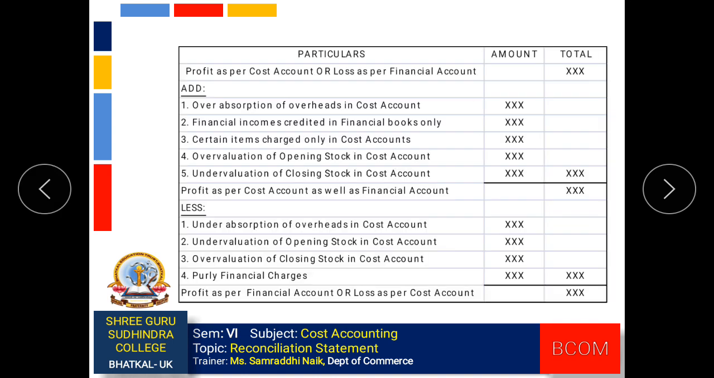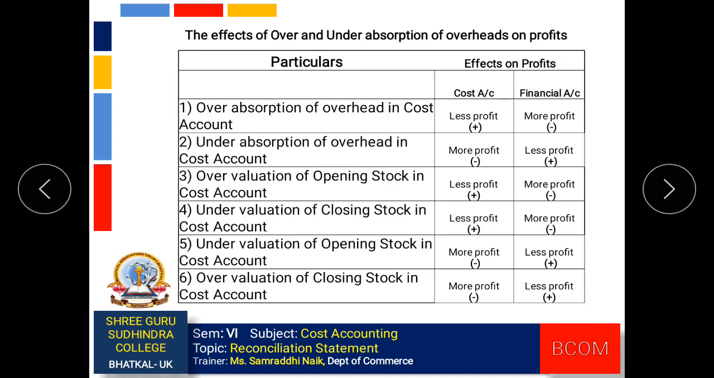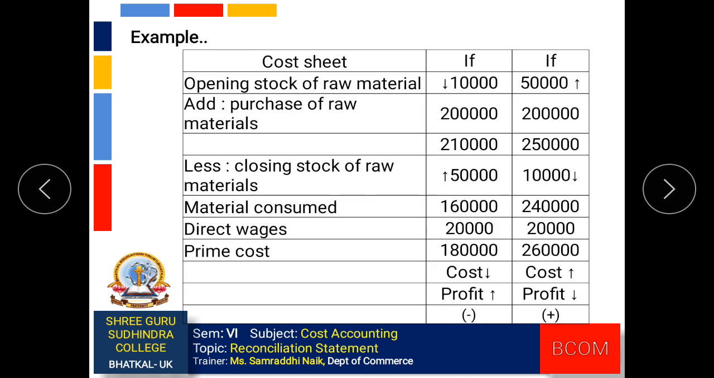Third one, overvaluation of closing stock in cost account. Even when closing stock increases, profit also increases because consumption of material is less. By that, cost decreases and profit increases. For example, if we take closing stock rupees 50,000, due to more closing stock, cost decreases and profit increases. So we deduct overvaluation of closing stock in cost account.